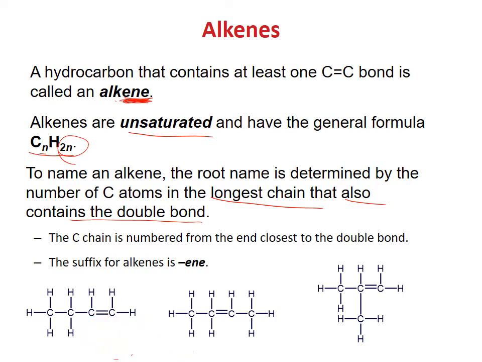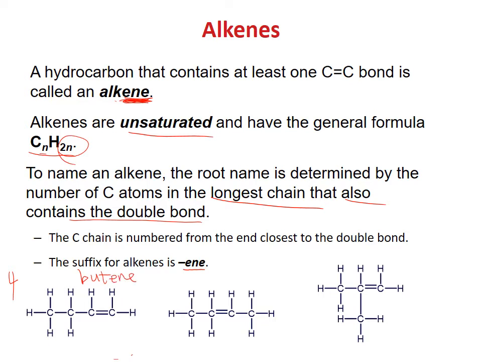In this molecule, the longest chain containing the double bond is 4 carbons, and therefore the root should be but, B-U-T, and the suffix is ene because you have a double bond, so it's called butene.